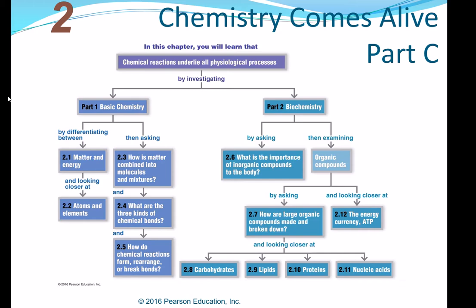We just finished up talking about chemical bonds, the different types of chemical bonds. Now we're going to discuss section 2.5, the very last part of the basic chemistry in this chapter, which really focuses on how these bonds get made, how they get broken, how do we make stuff. So chemical reactions, really.